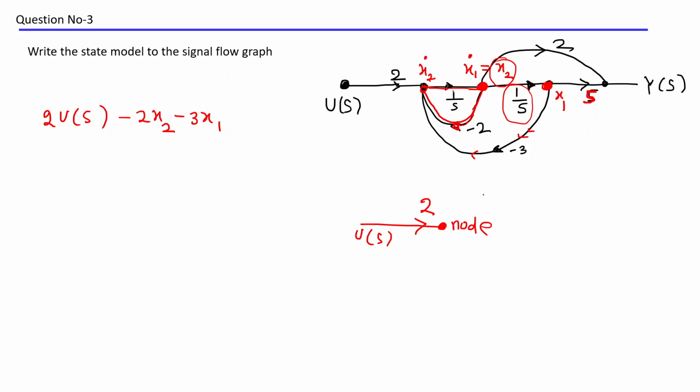This outgoing path has 1 by s, but we will not consider the 1 by s, and this will be x2 star only, because at this node we are writing the equations. So one is incoming, another is incoming, another is incoming, and the outgoing is x2 star. That's why it should be equal to x2 star. Like that you have to write it. Otherwise, at x2 star, you see what things are incoming.